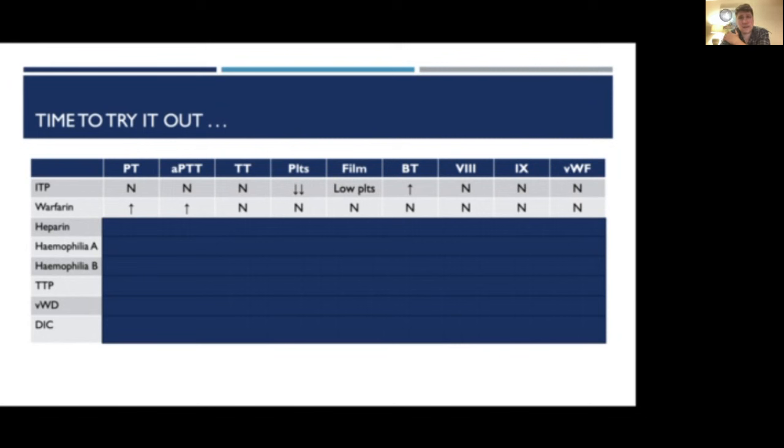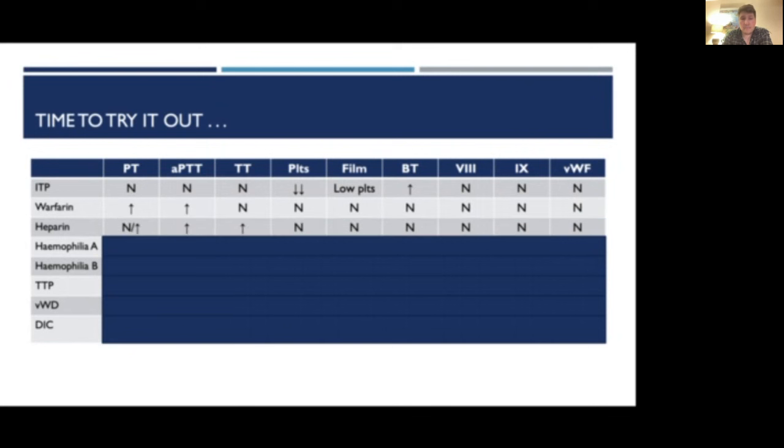The film will be unaffected. The bleeding time, although this is not strictly true because obviously anyone who's on any anticoagulant can bleed a bit longer, as a strict measure of primary hemostasis, your bleeding time would be unaffected and your factors would be unaffected. Heparin would normally affect the APTT more.